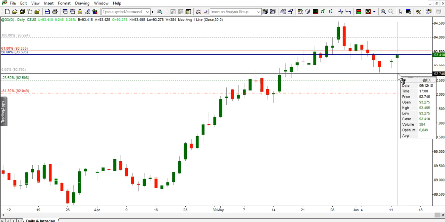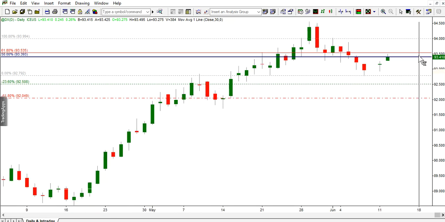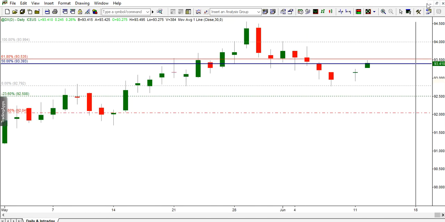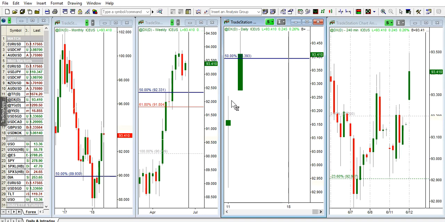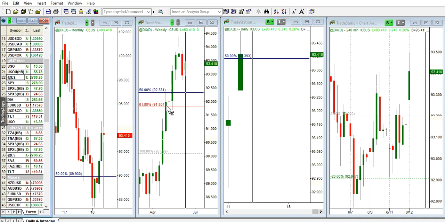At the moment we're still in some sort of participation at that level. So this could also be the start of the continuation of the move lower. We don't know that, so let's wait and see for a resolution before we call for anything.